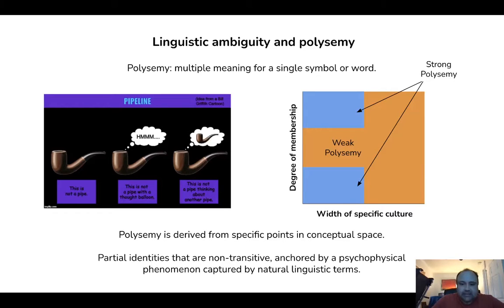So I'm not going to get too much into this, but polysemy is derived from specific points in a conceptual space where we take things that are mapped to the sensory space and then map to this conceptual space. So you can have partial identities that are non-transitive, anchored by a psychophysical phenomena captured by natural linguistic terms. So we're using just linguistic terms. There's a lot of fluidity in that, and then we use this method to understand that.